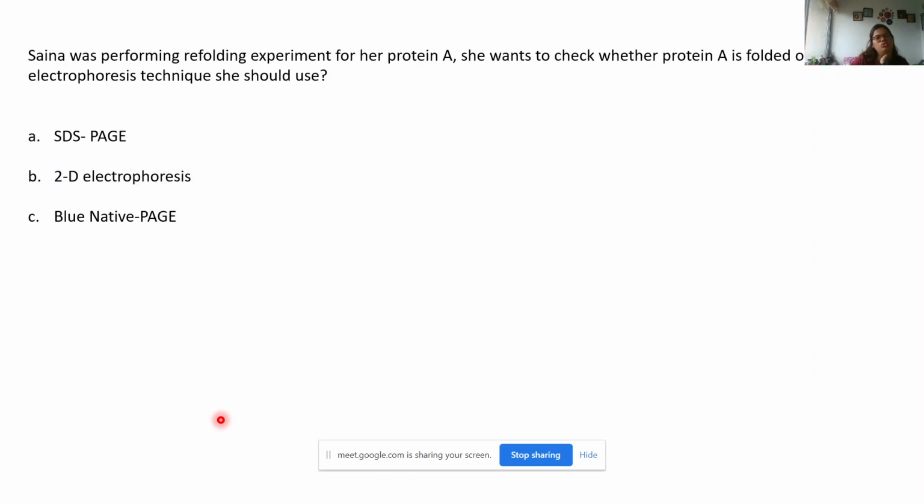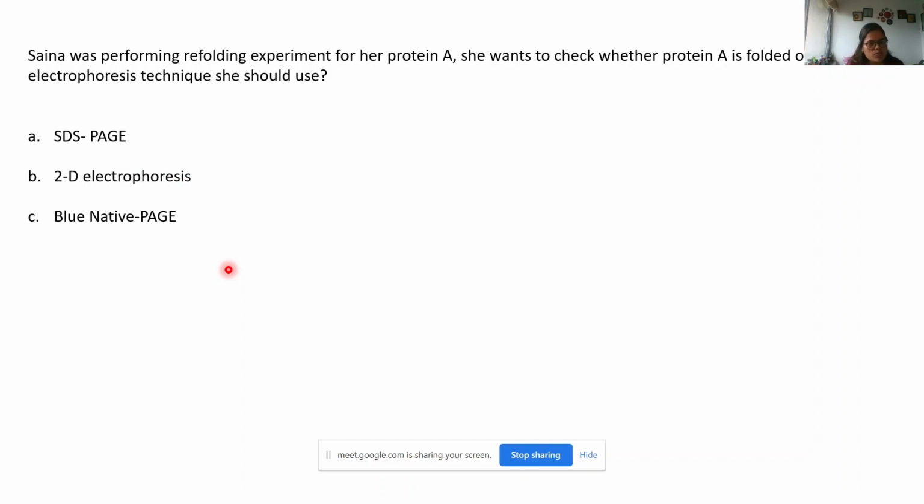So coming to another question. Saina was performing a refolding experiment for her protein A, and she wants to check whether protein A is folded or not. Which electrophoresis technique should she use? The options are SDS-PAGE, 2D electrophoresis, or blue native PAGE.